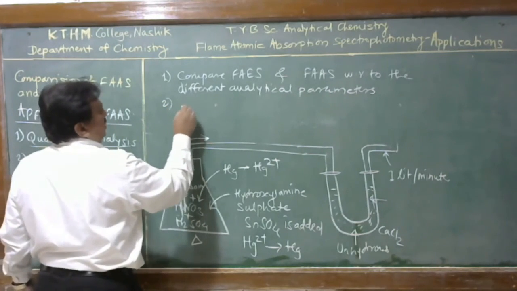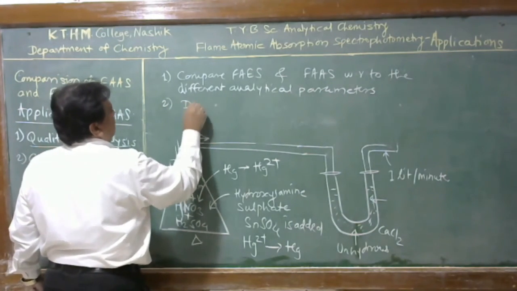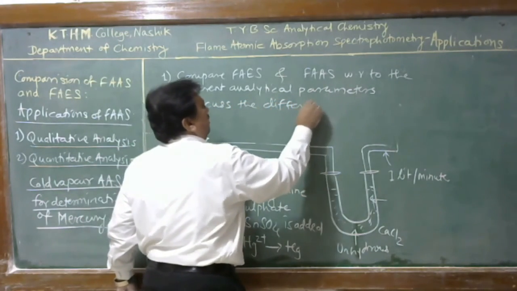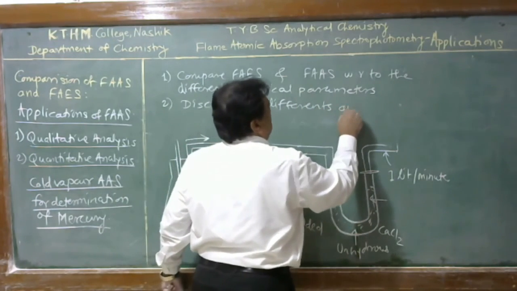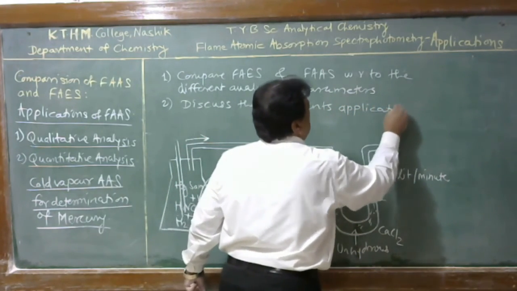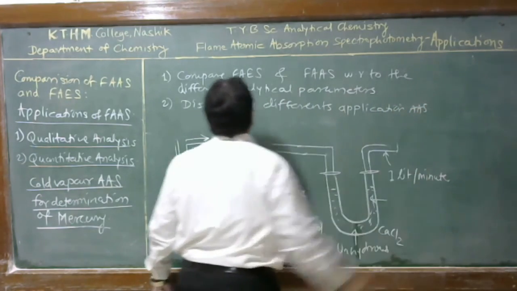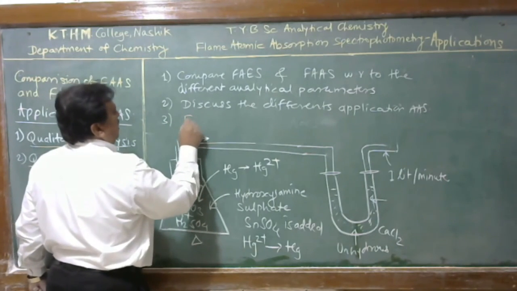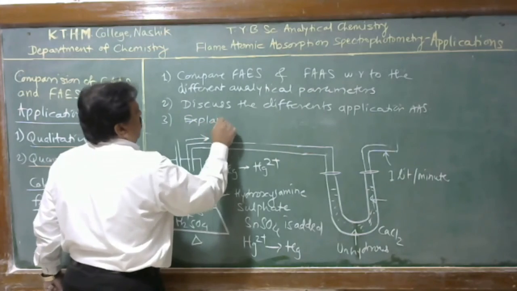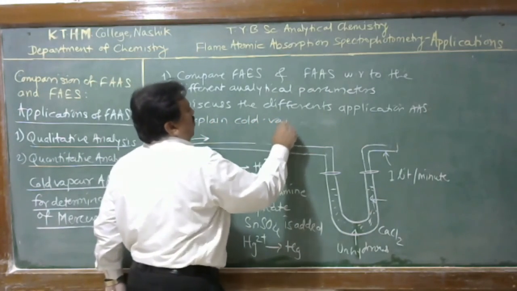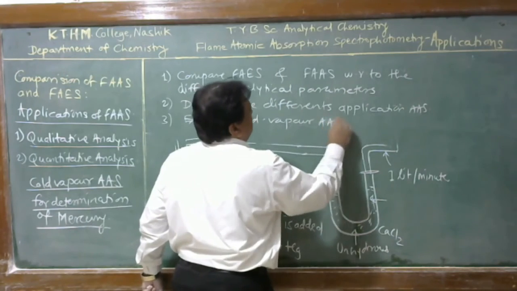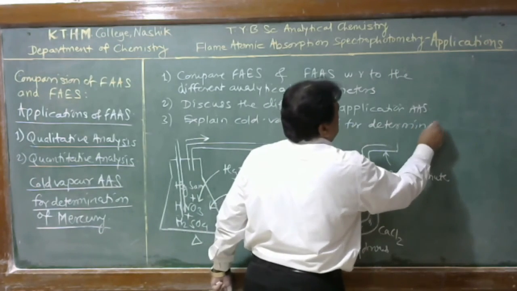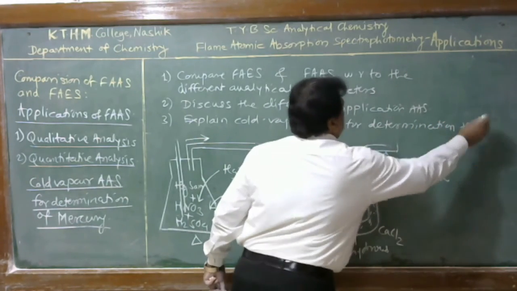Second one, discuss the different applications of atomic absorption spectroscopy and special application. Explain cold vapor atomic absorption spectrophotometry for determination of mercury in different samples.